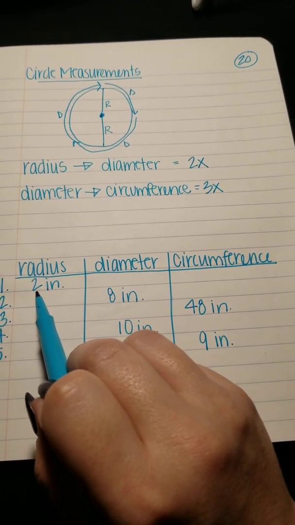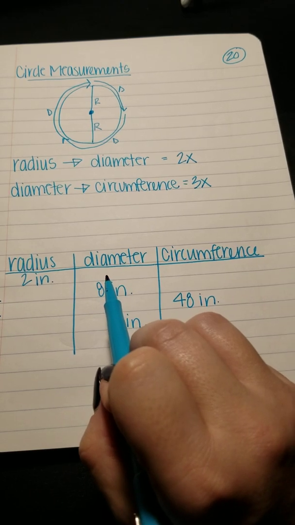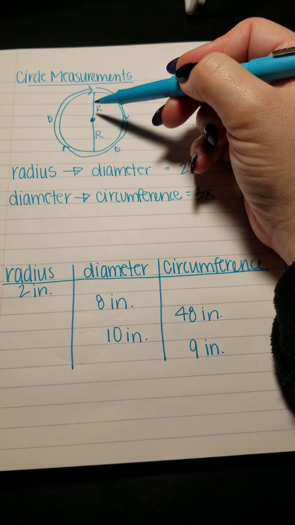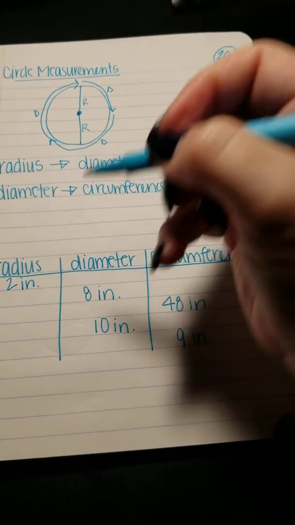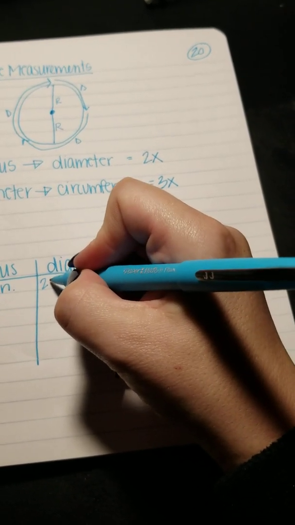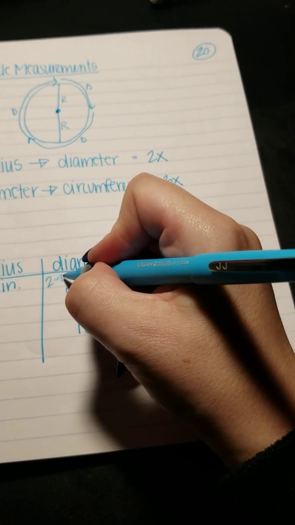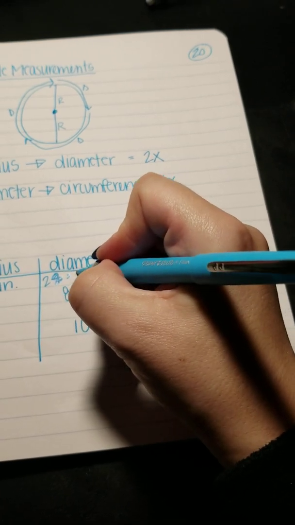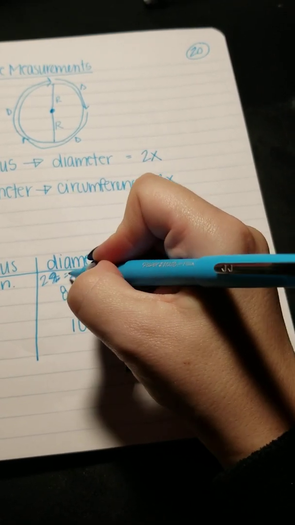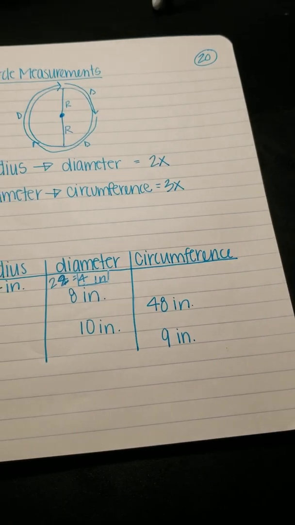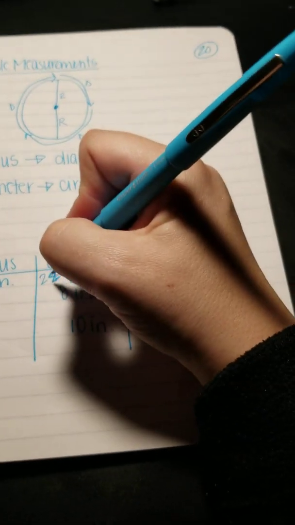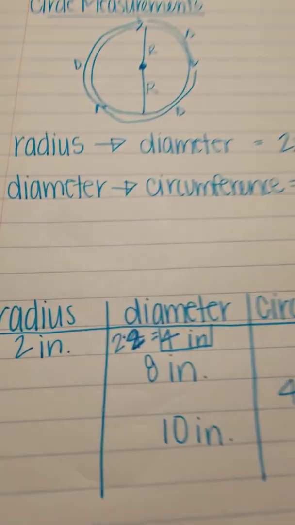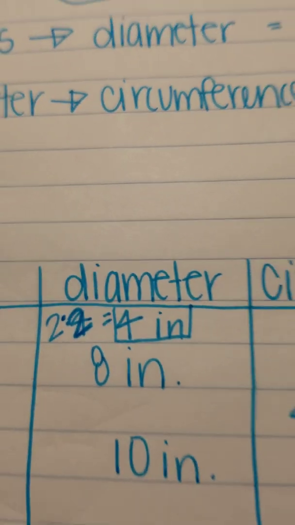So 2 inches, how much would my diameter be? Well, this would be 2, this would be 2. That would be 4. So it's 2 times 2 equals 4 inches. My diameter is 4. Remember, this little dot means multiplication. It's really hard to see, but it's there.